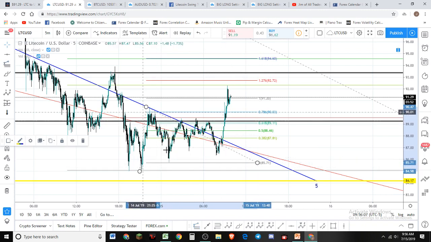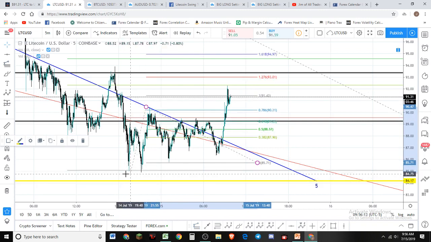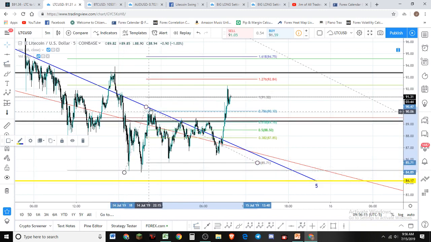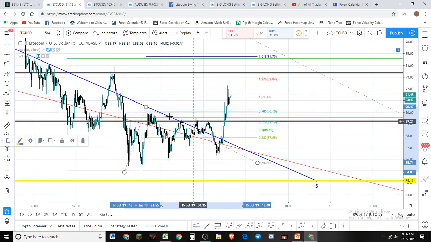Okay, we've got an A, B wave, and now we're making our C wave here. Or this is actually a complex correction. We've got actually a WXY here. This is actually an ABC followed by an AB, ABC, and now we're getting an ABC here. So regardless, we got a target up here of 92.84, 91.30.